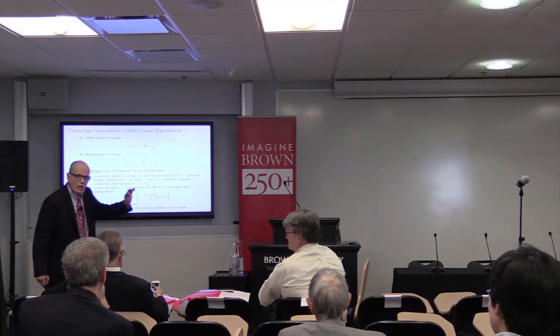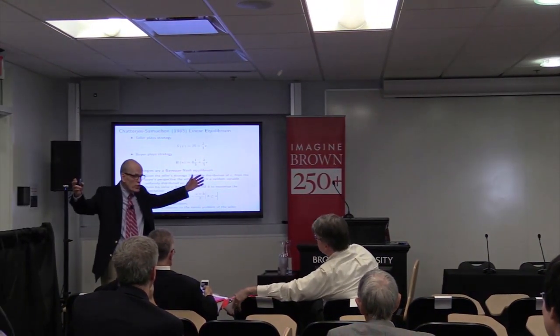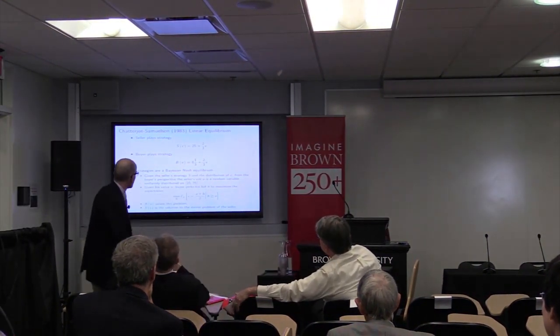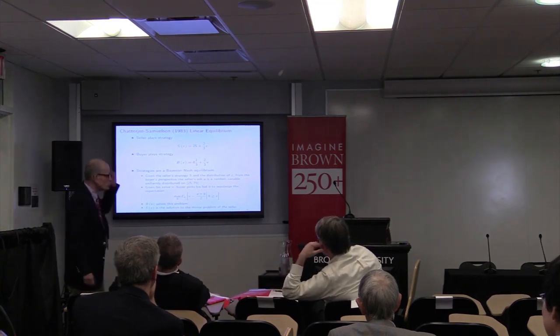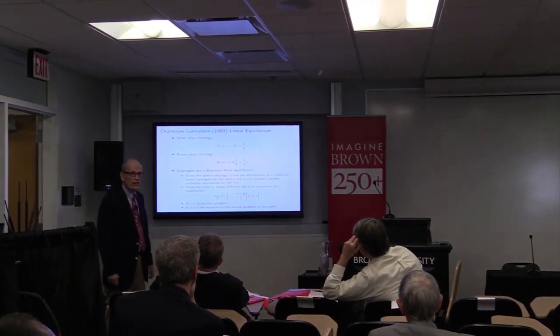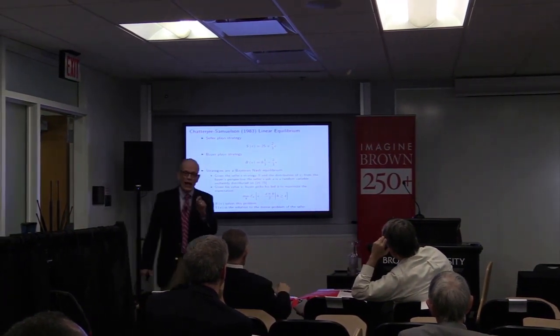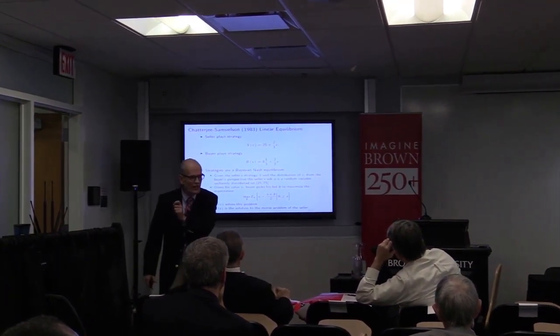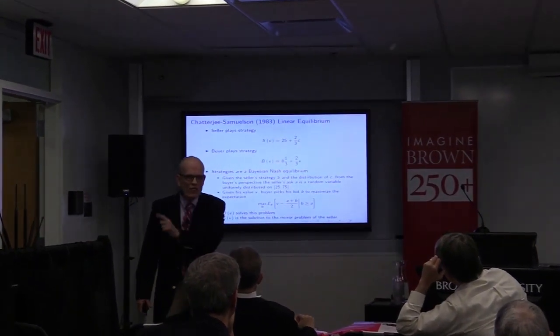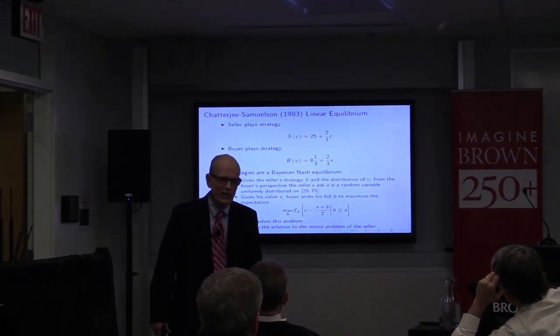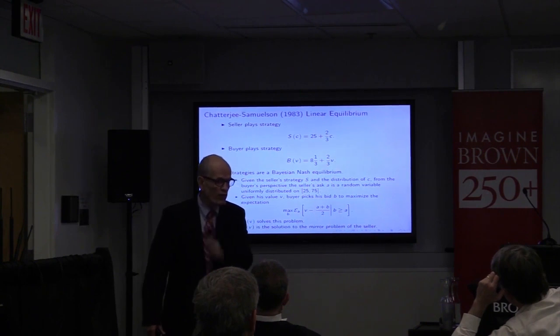It's a Bayesian-Nash equilibrium. And remember, 0 to 100 uniform distribution. So given that I'm playing the strategy 25 plus 2/3 C, quick calculation says I'm always going to ask between 25 and 75, and it's a random variable that you're bidding against, and it's uniformly distributed.